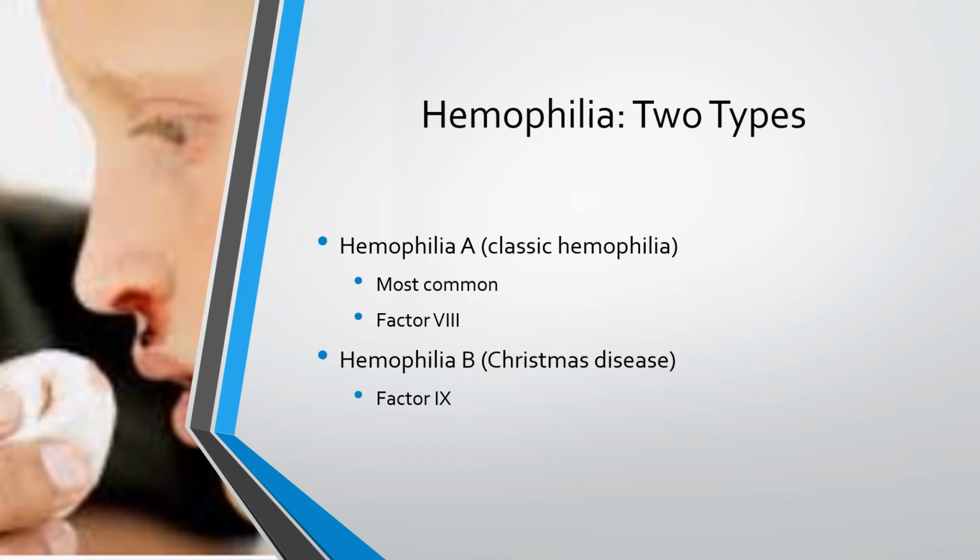hemophilia. Hemophilia A is our classic hemophilia. It's the most common type and accounts for about 80% of all the cases. Again, it's an X-linked recessive trait. About 1 in 5,000 males are affected. Females are typically carriers. Factor VIII deficiency. The degree of bleeding depends on the amount of the clotting factor. And then hemophilia B, or Christmas disease, is a factor IX deficiency, and it accounts for about 15% of hemophilia cases.